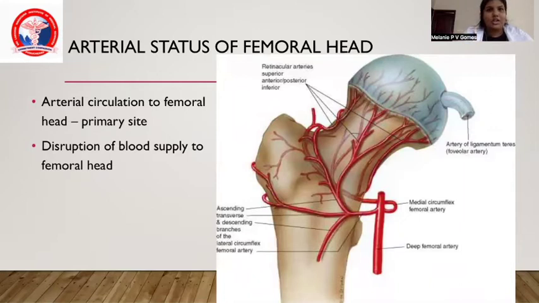Coming to the arterial status of the femoral head, the primary blood supply to the capital epiphysis comes from 2 anastomotic arterial rings located around the neck of the femur. The medial and lateral circumflex arteries form the extracapsular ring, and most of the blood is supplied by the medial circumflex artery. The major arterial supply to the femoral head is from the lateral segment of the arterial ring, which is the terminal branch of the medial circumflex artery.